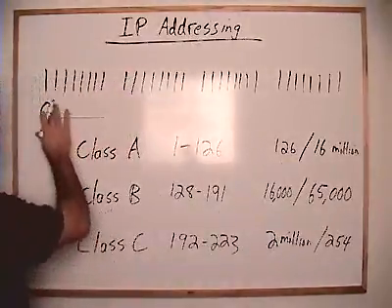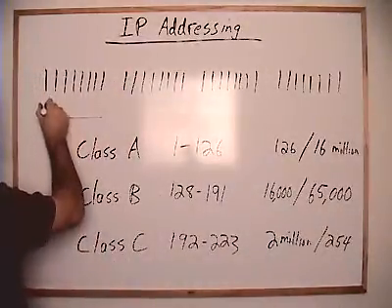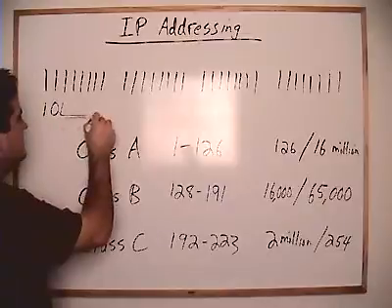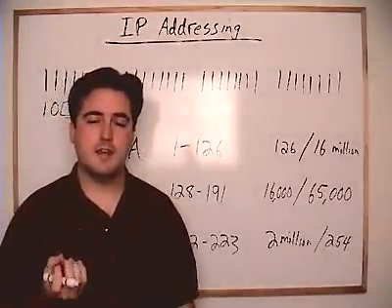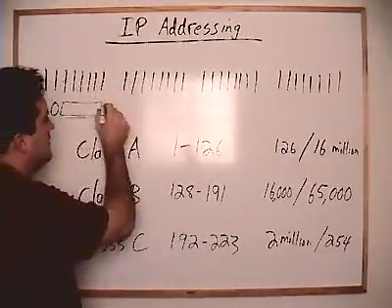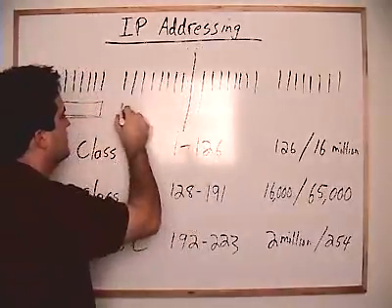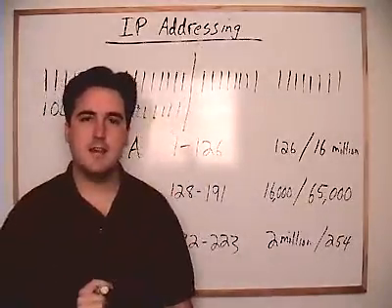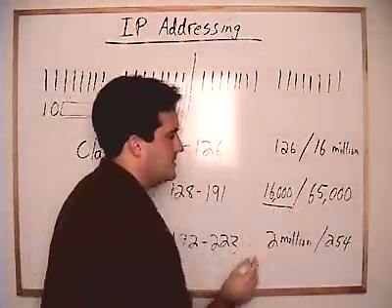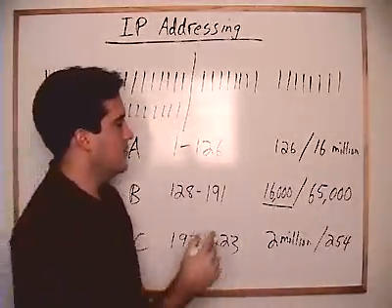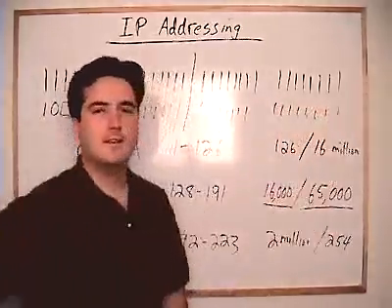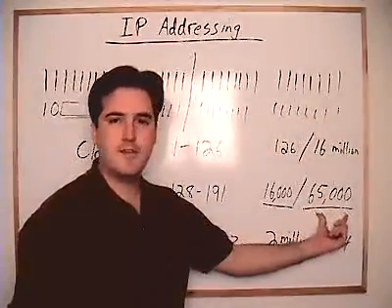For Class B, what we have is the first bit is set to 1, the second bit is set to 0. And so now we have 6 bits that we can create networks with, and the total combination of bits for the 6 bits here, plus, remember that the breakout goes to here for networks, plus those 8, total number of networks that we can have for 14 bits, 16,000. Total number of hosts that we can have for 16 bits is going to be 65,000.